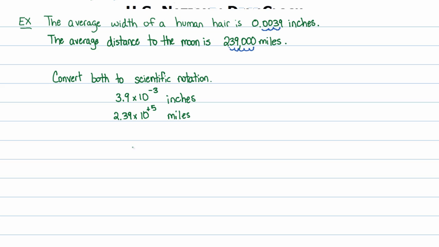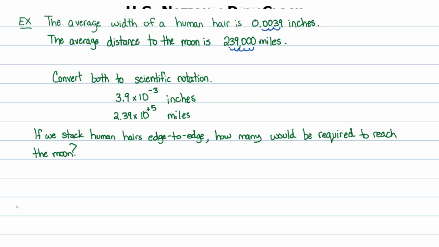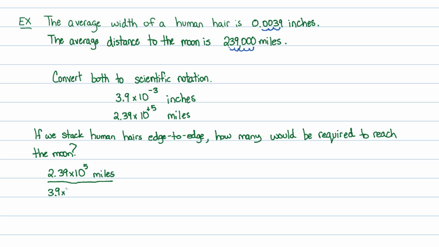Now, I want to know if I stacked human hairs on top of one another, not end to end, but side to side, using their widths, how many human hairs would it take for me to reach the moon? So let's first say if I wanted to know how many people I need to stack to reach the moon, I would have a distance for a single person and then see how many times that divides into the distance to the moon. So we're really doing a division problem here. We have 2.39 times 10 to the 5th miles. And we're seeing how many times a hair will go into that. 3.9 times 10 to the negative third.